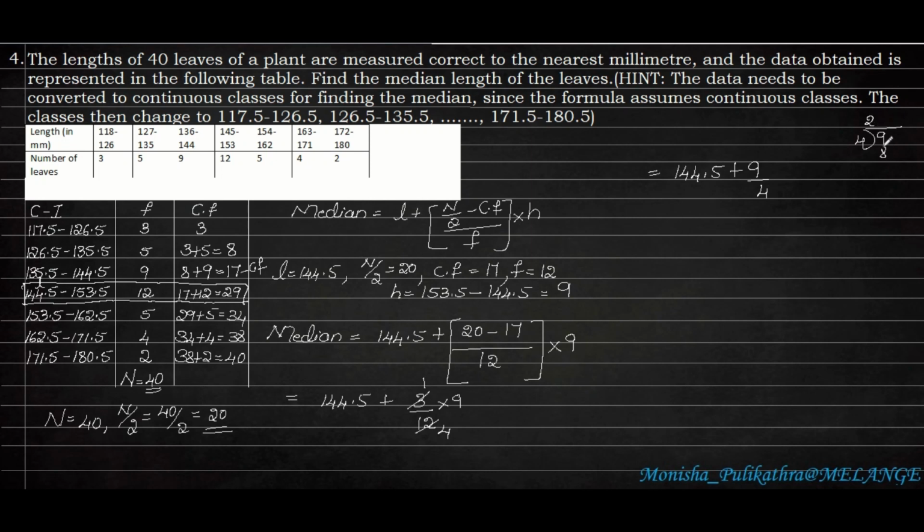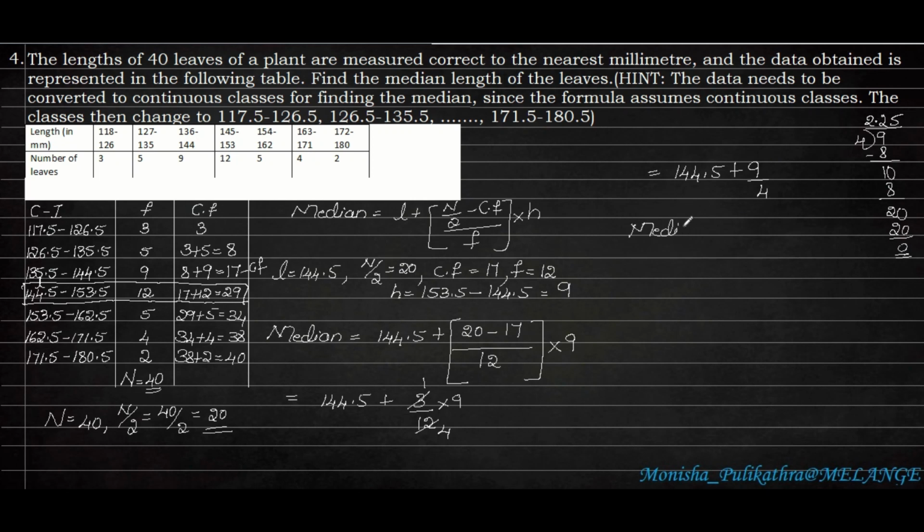So 4 2s are 8. 1 remainder. So put a point and add a 0 here. So 4 2s are 8. 2 remaining. So because of this point we can add a 0. So 4 5s are 20. It completely divides. So 9 by 4 is equal to 2.25.